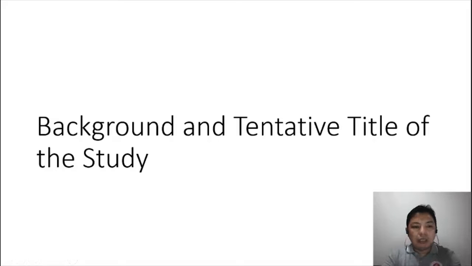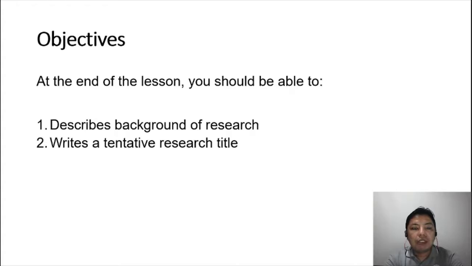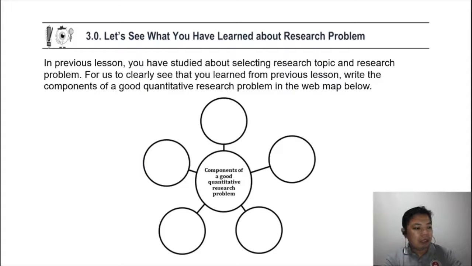The title of our topic for today is the background and tentative title of the study. So we're going to be tackling two topics for today: the background of the study and your research title. At the end of the lesson, you should be able to describe the background of research and write a tentative research title. So before we start, you're going to be doing a pre-activity first, a preliminary activity.